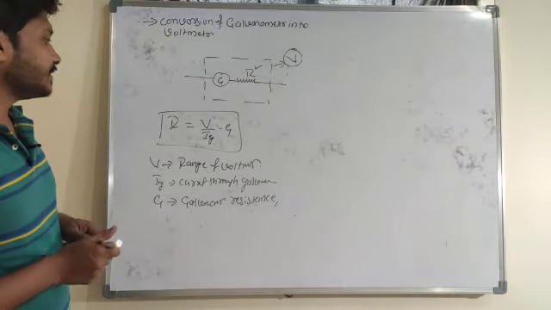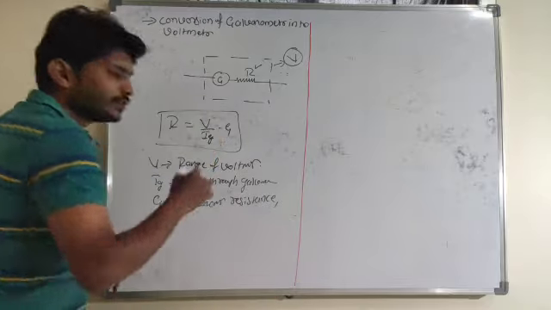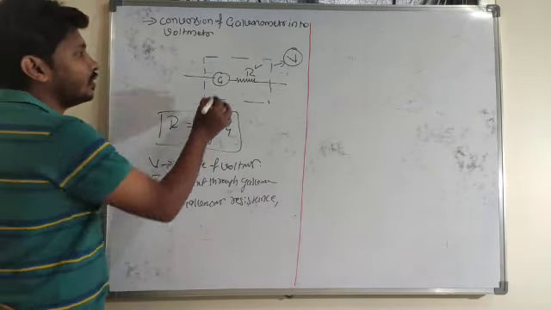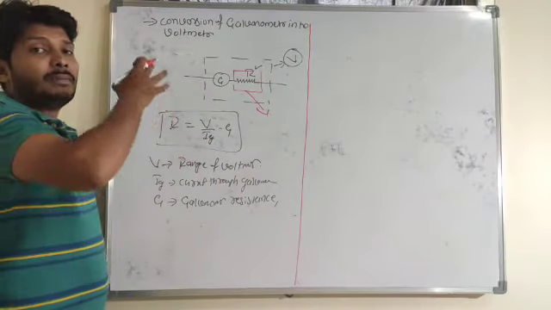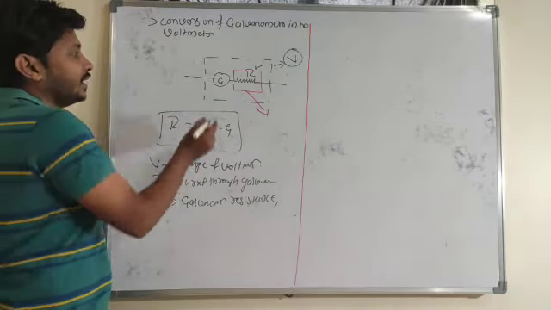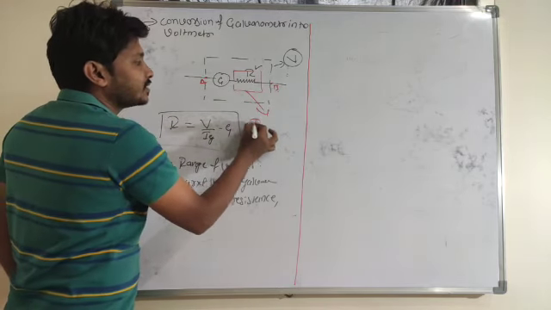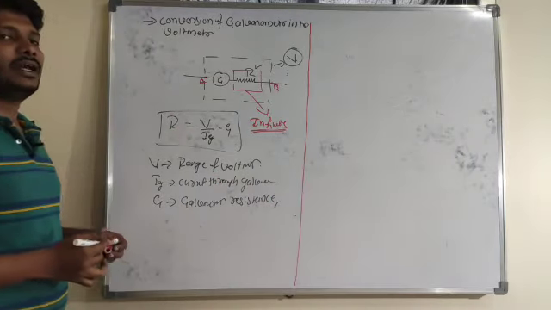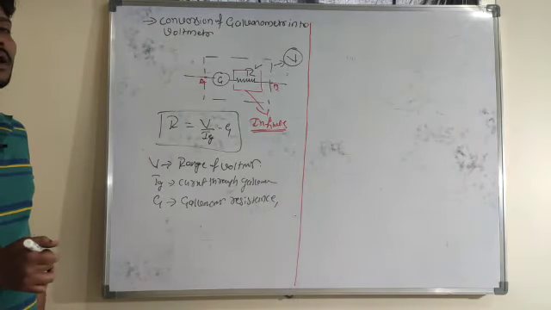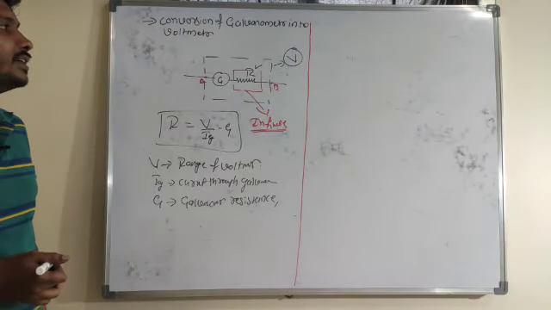Now in case of conversion of galvanometer into a voltmeter, what should be the ideal resistance of this voltmeter? It should offer infinite resistance. Why? Because current should not pass from point A to point B, so ideal resistance should be infinite. What should be the ideal resistance in case of a voltmeter? Ideal resistance of the voltmeter is infinite. Hope you are understanding these things.